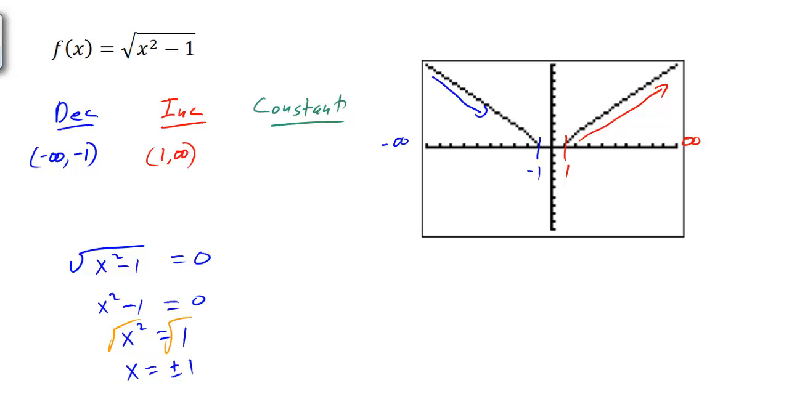And then of course, is there anywhere on the graph that it is constant? And we do not have any intervals that it's constant because it's either decreasing from negative infinity to negative 1, and then there's a break in the graph from negative 1 to 1, but then the graph continues from 1 to infinity, it is increasing.